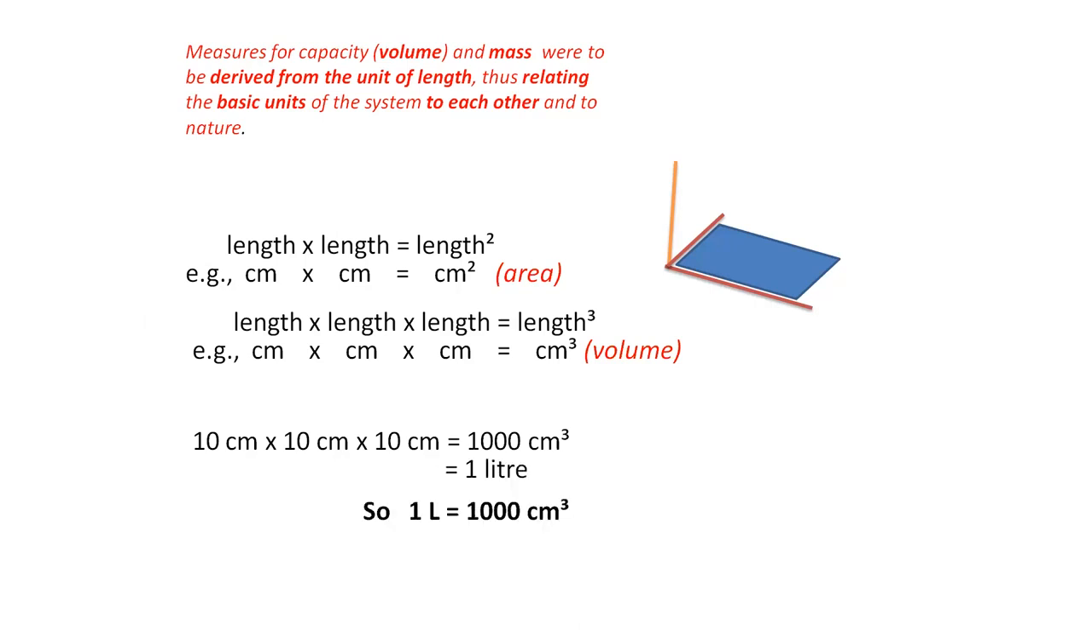And if you look at the definition of a liter, that 1,000 cubic centimeters is equivalent to 1 liter.